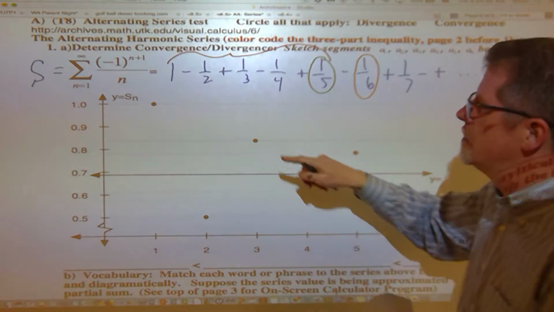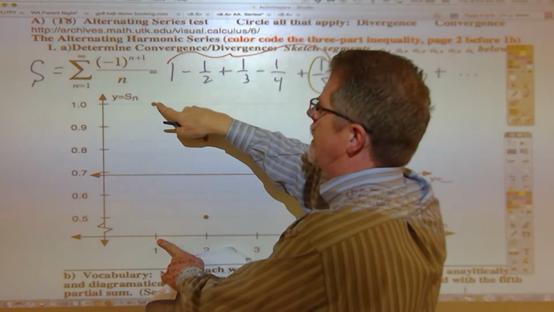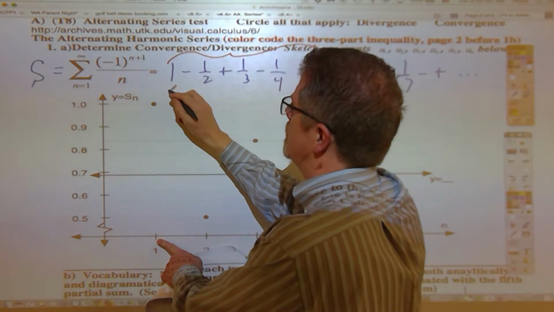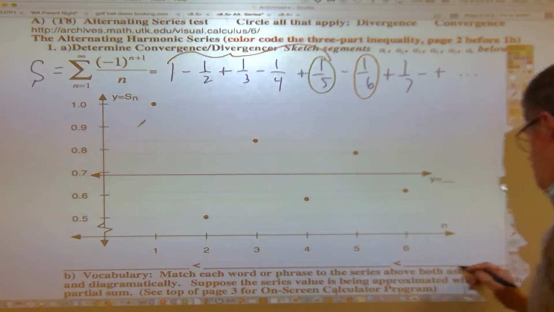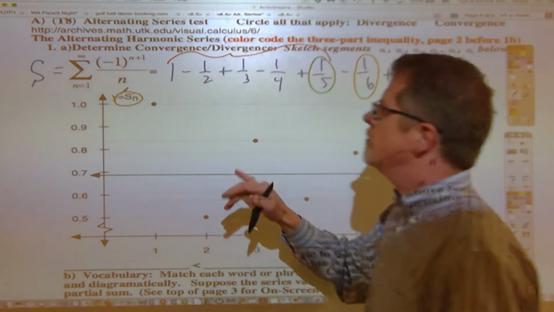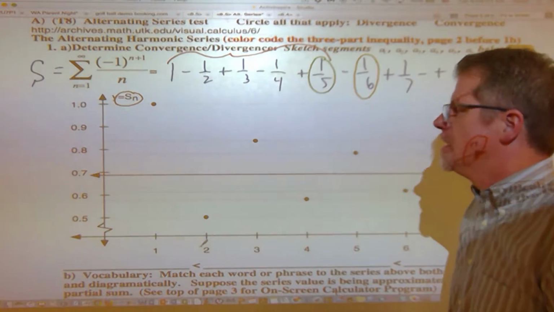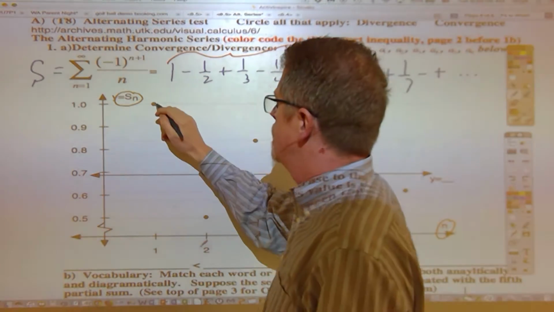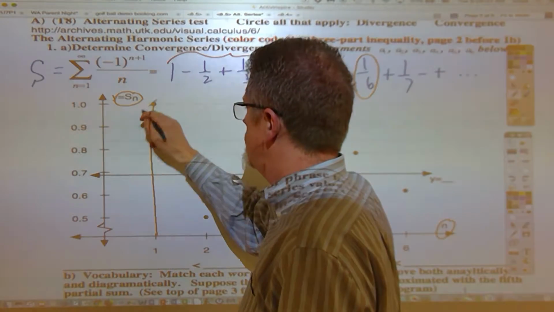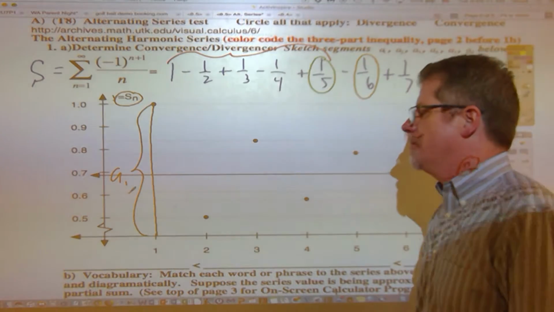The first term is 1, and you can represent the ordered pair 1, comma 1. This is in the form n, comma s sub n. The first partial sum is 1, so it's plotted right here at 1, comma 1. So the length of this line segment happens to also be the numeric value of the first term.